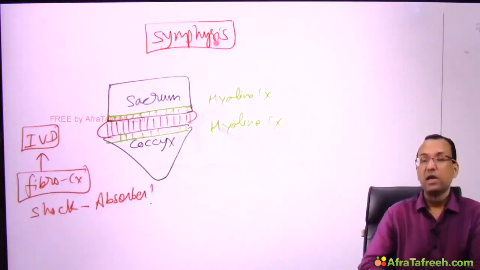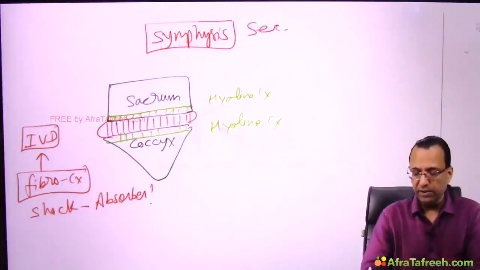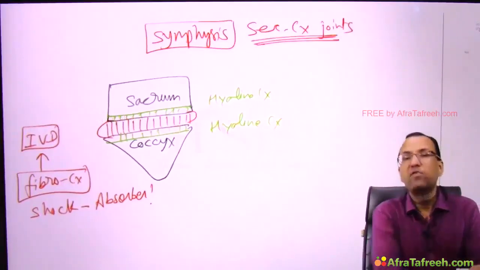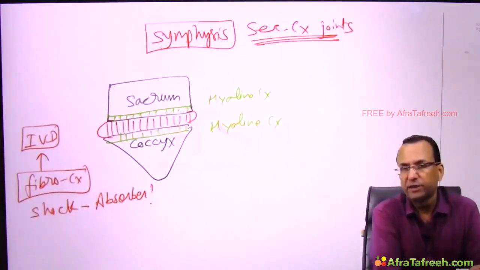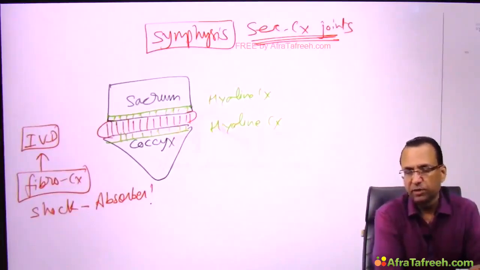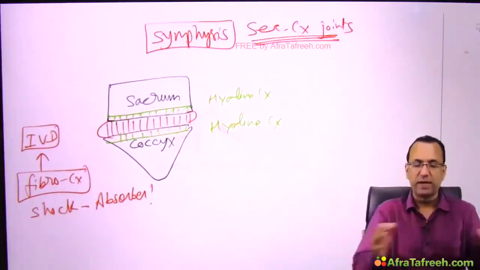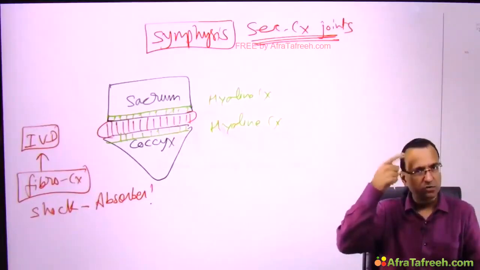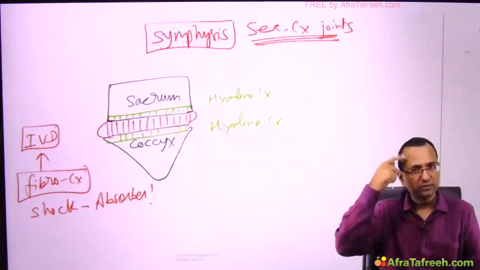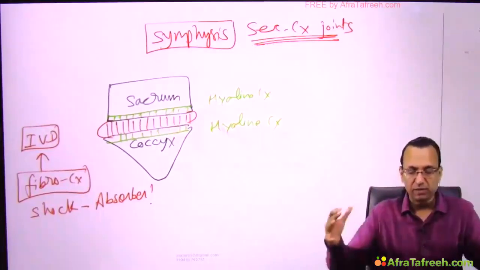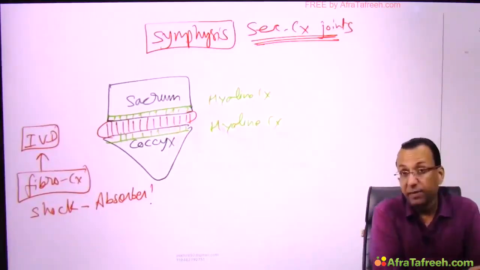It is a secondary cartilaginous joint, and secondary cartilaginous joints are slightly mobile joints. They become more mobile during term pregnancy. Even the sacrococcygeal joint becomes more mobile during term pregnancy, because you have to widen the pelvis to deliver the head of the baby through the pelvis. Parturition. It must be mobile. The pelvis must be mobile in term pregnancy. Usually they are slightly mobile.